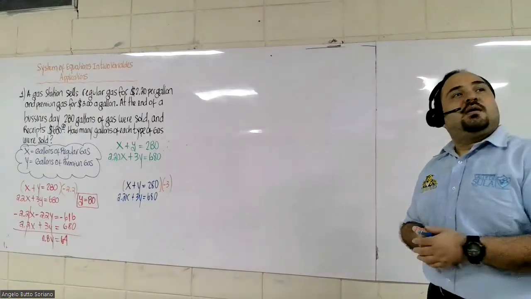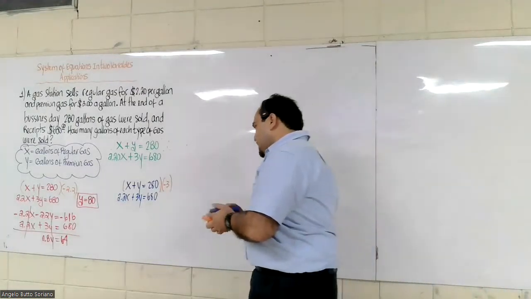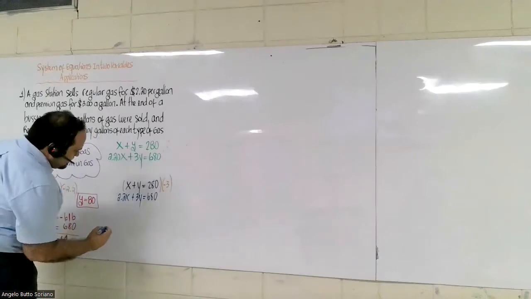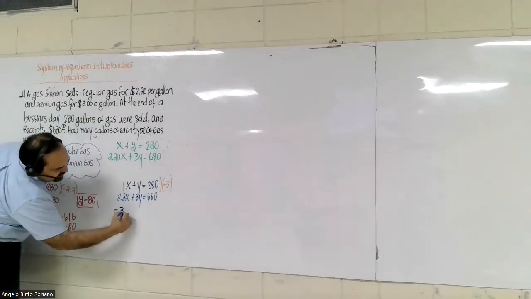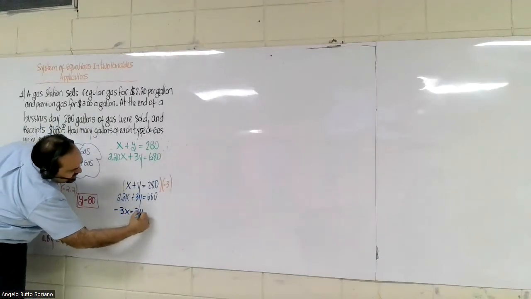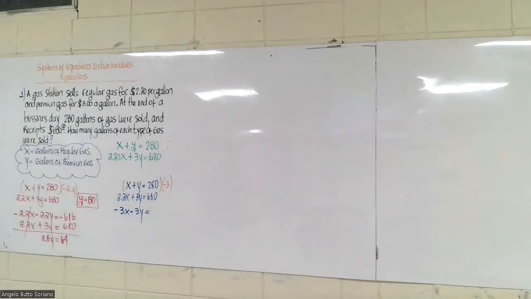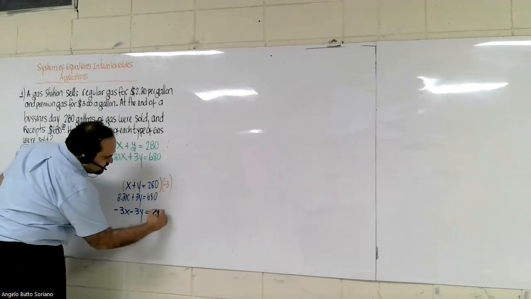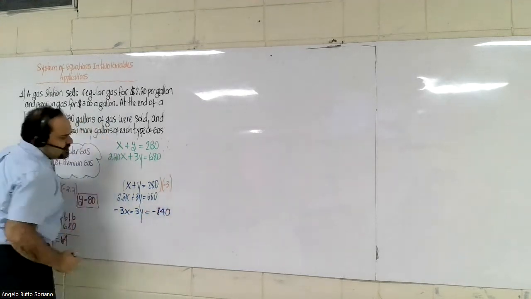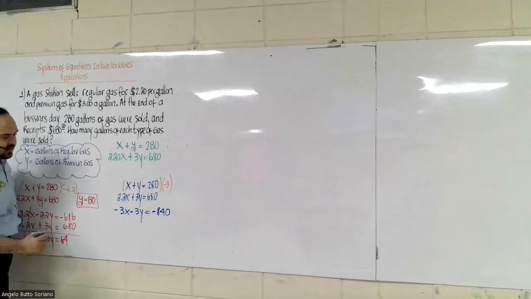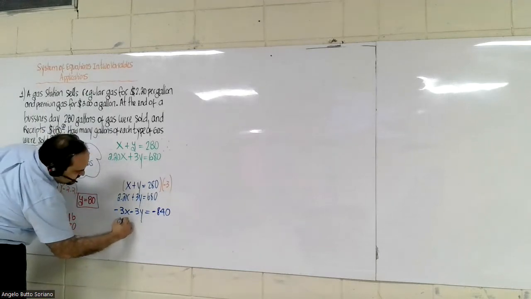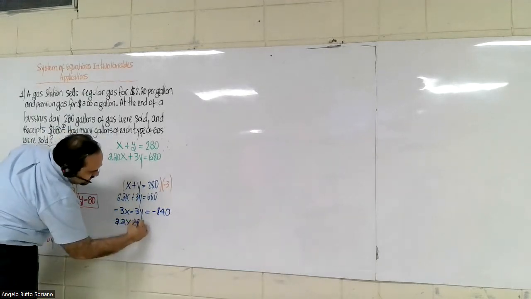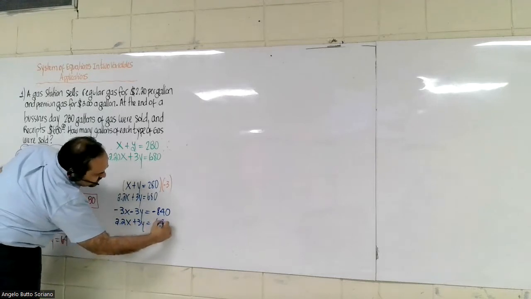Ahora sí. Negative 3, so we got negative 3x minus 3y equals 280 times negative 3, 840. Okay, and we got 2.2x plus 3y equals 680.